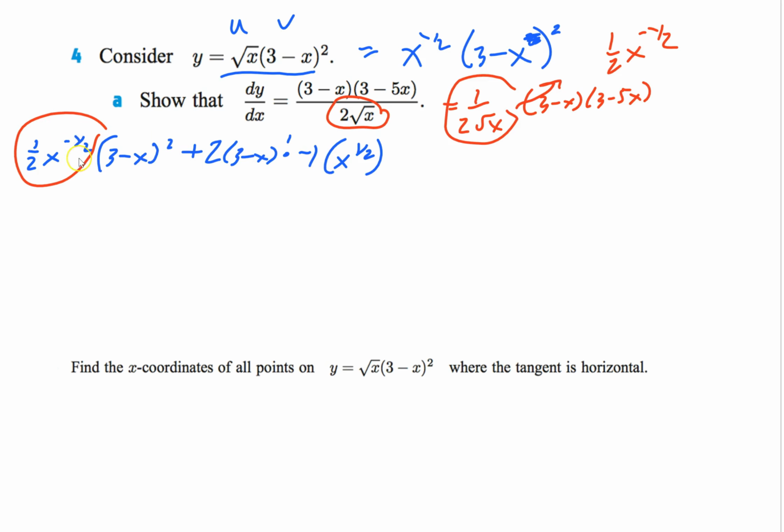I got to factor it out. So let's factor 1/2 x to the 1/2 out. If you remember, you can factor anything out of anything. When you factor, you just got to divide. You divide that side by that. Well, that just goes away. You're left with 3 minus x squared.